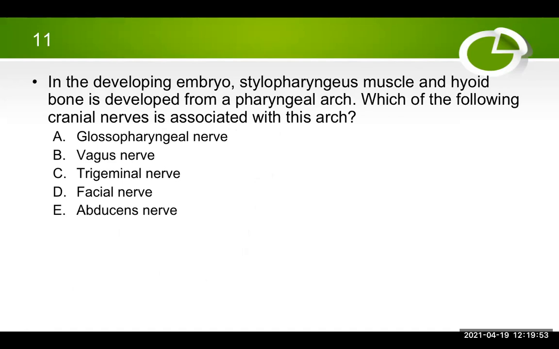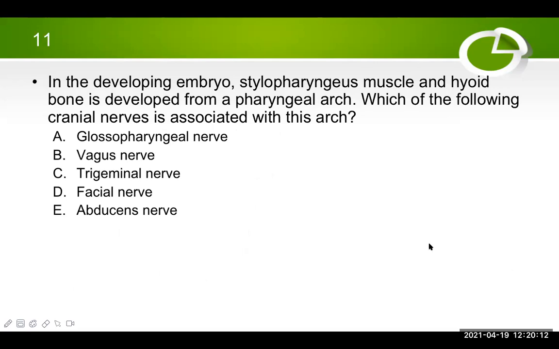So jugular foramen. Now number 11, we'll go to some other types of question now. In the developing embryo, this question was already done probably, but still it's like a revision for you. Stylopharyngeus muscle and hyoid bone is developed from a pharyngeal arch. Which of the following cranial nerve is associated with this arch? What is the answer among?